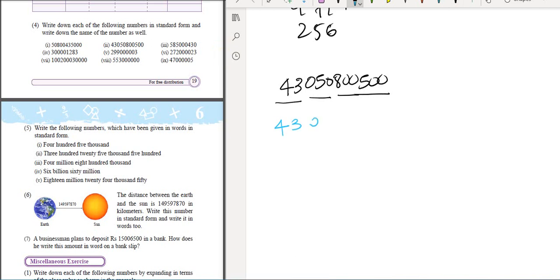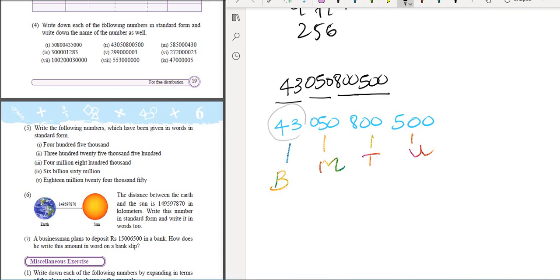43, 505, 805. Then this is the units period, thousands period, millions period and billions period. And then how to read this? 43 billion, 50 million, 800,000, 500. Well done.